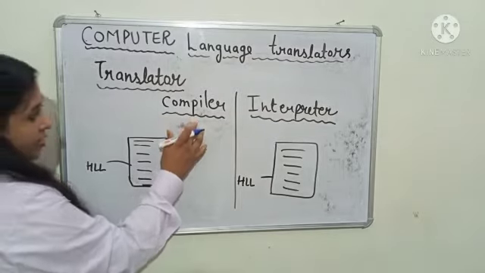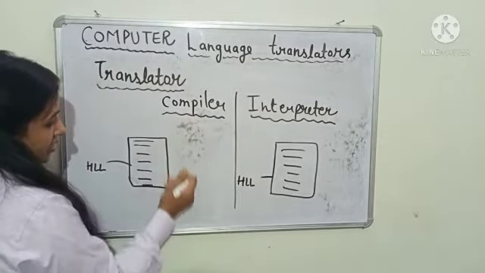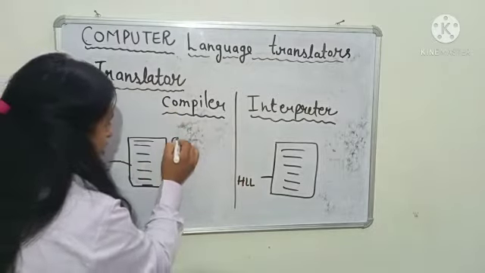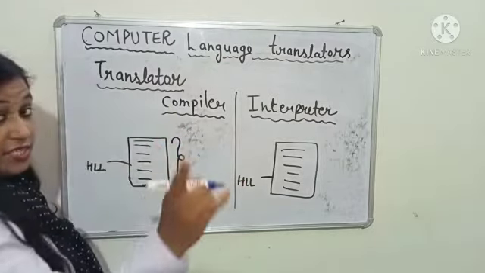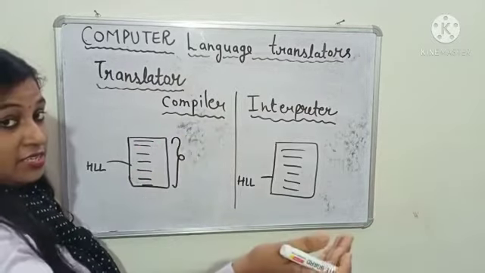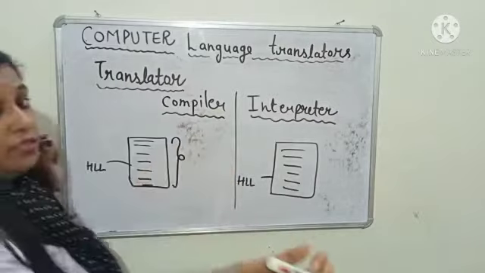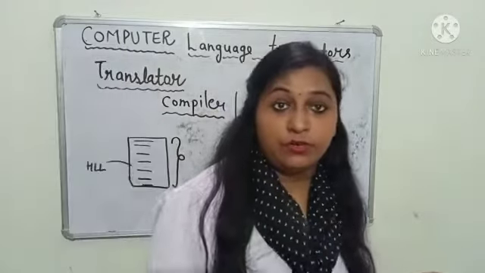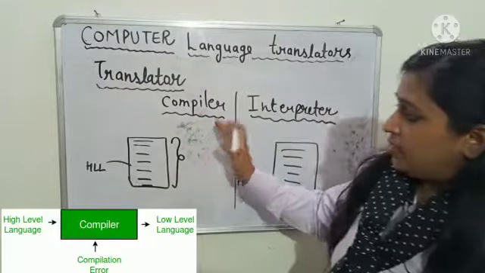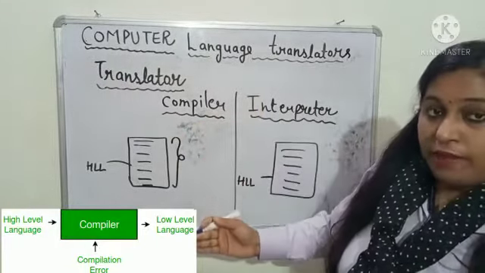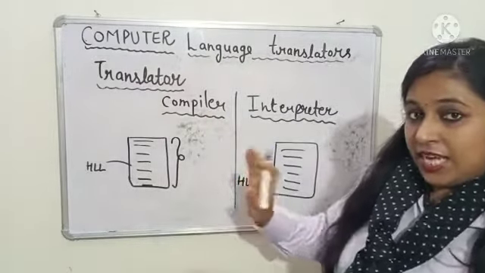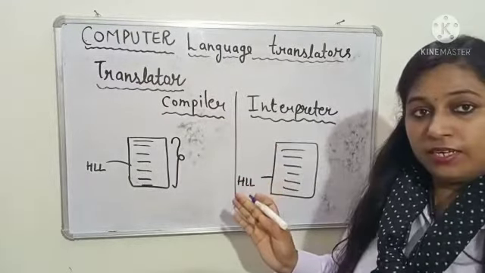So the compiler scans the whole program at once, then generates the errors, and then converts it into machine code. Again I am repeating: the compiler scans the whole program at once and then converts it into machine code.